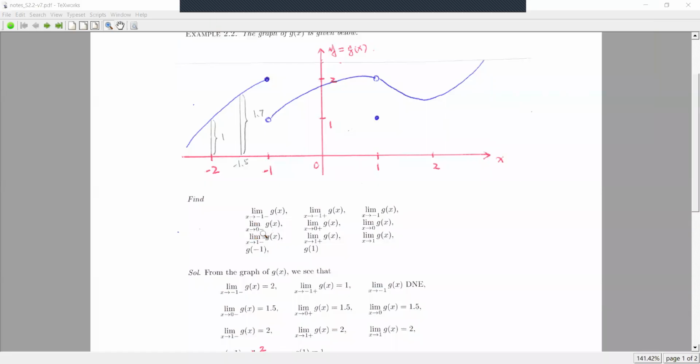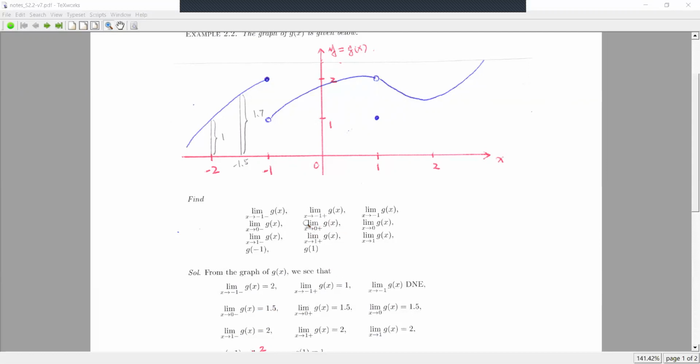The fourth limit is a left-hand side limit at point 0. When x approaches 0 from the left side, the graph approaches this point. The height of this point, I guess, is about 1.9. So therefore, this limit is 1.9. This is a typo, not 1.5, it should be 1.9.